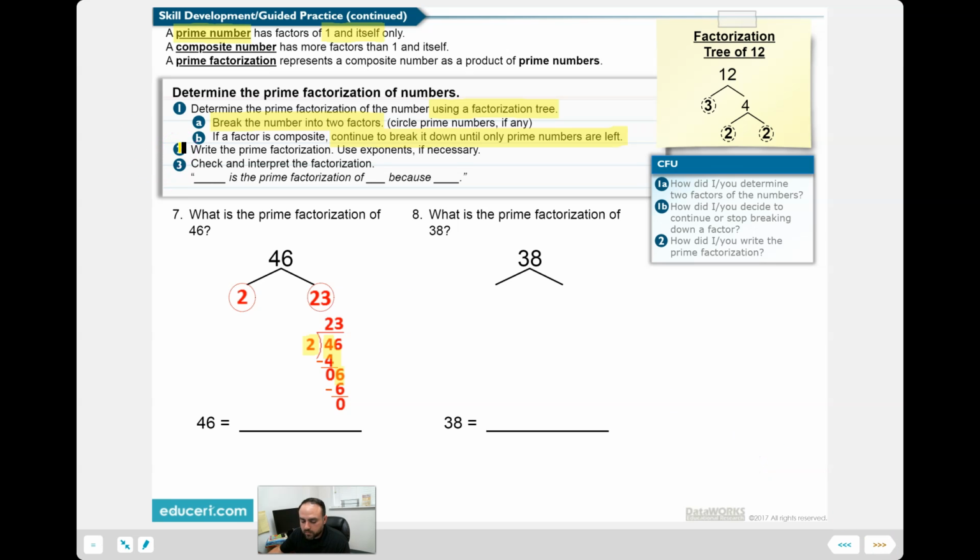Step 2, ready? Read. Write the prime factorization. Use exponents if necessary. The prime factorization of 46 is equal to 2 times 23. Step 3. Ready, read. Check and interpret the factorization. Let's read our statement using the information from the page. 2 times 23 is the prime factorization of 46 because it represents the number 46 as a product of prime numbers.